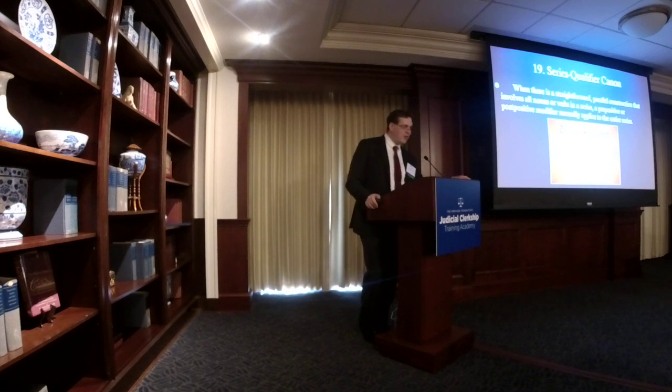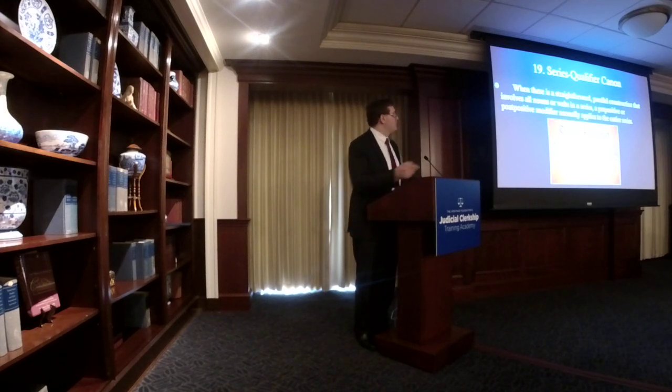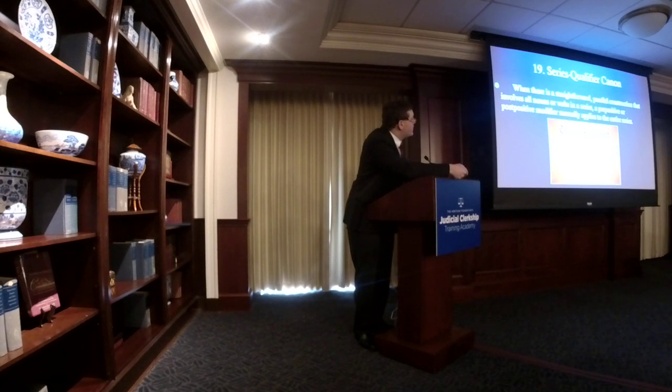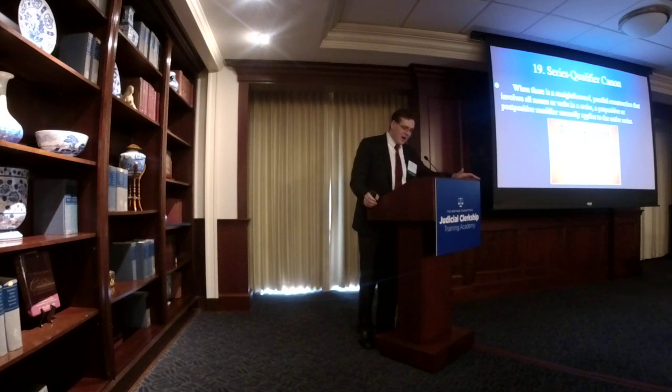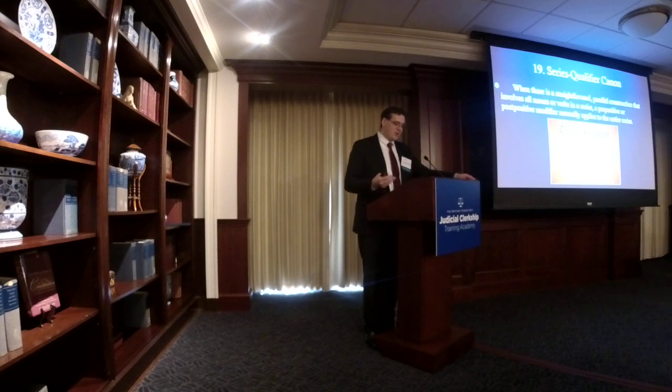The fourth one is called the series qualifier canon. Okay? So the classic example here is the Fourth Amendment. Unreasonable searches and seizures. Does unreasonable modify only search, or does unreasonable modify seizure as well? This canon says when you have a parallel construction, searches and seizures, the prepositive, the modifier, modifies both of them. There's even unreasonable searches and unreasonable seizures, right? It's not just modifying the first one. Okay.